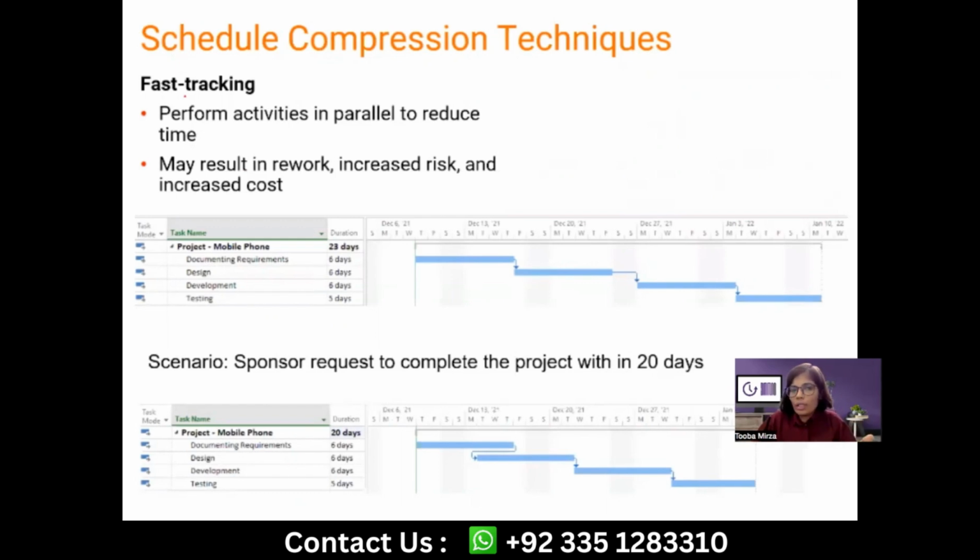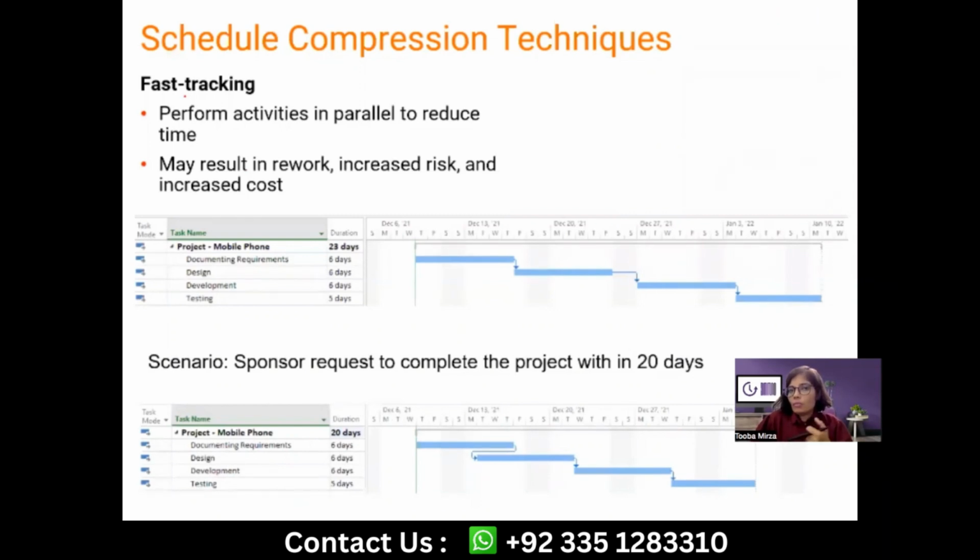Schedule compression, as the name suggests, is like squeezing your schedule, compressing your schedule, or reducing your project duration, days, or project finish date. Fast tracking is running those activities in parallel which originally were most likely not planned in parallel.